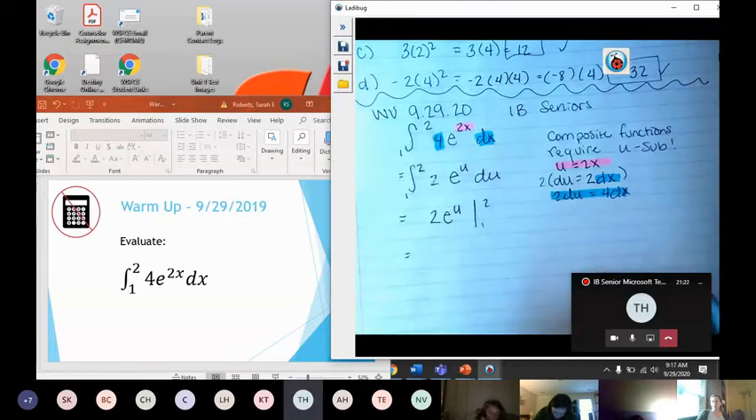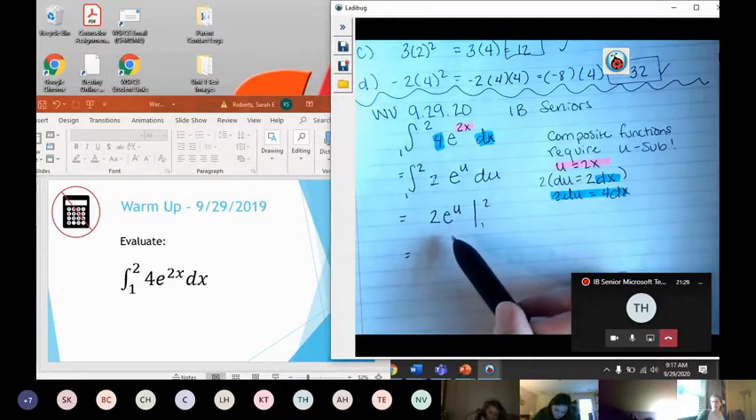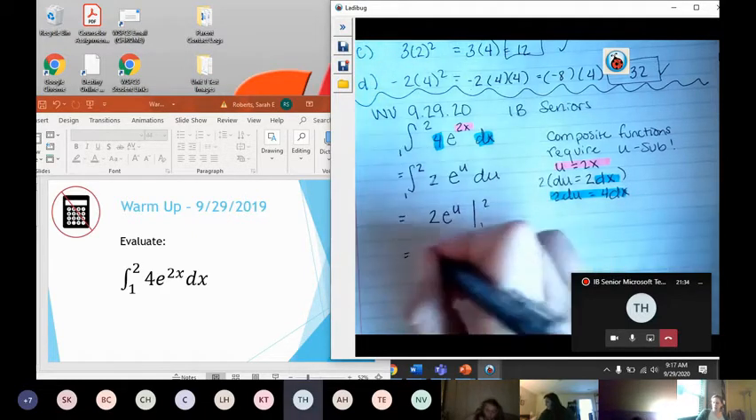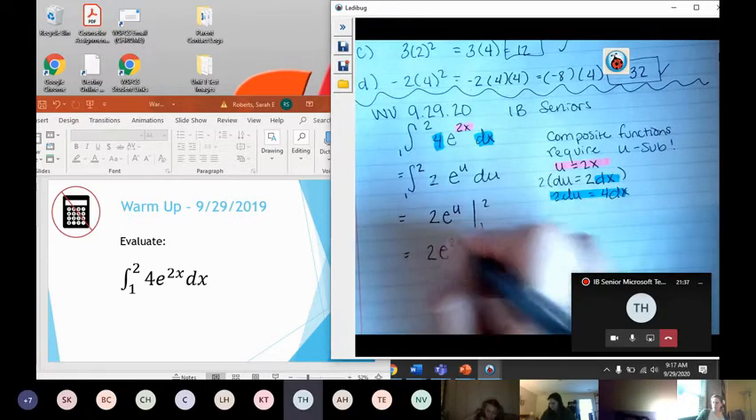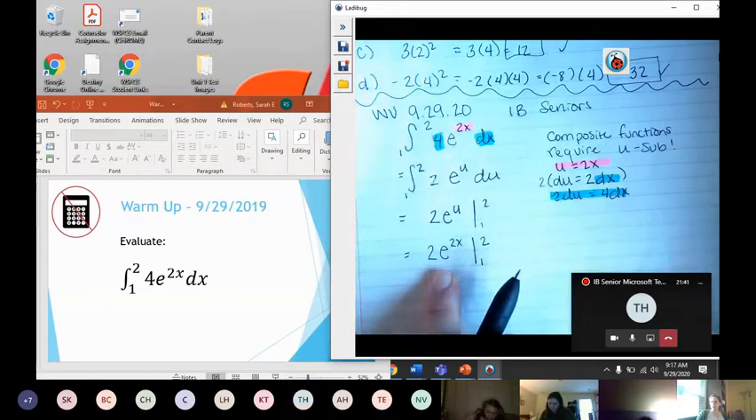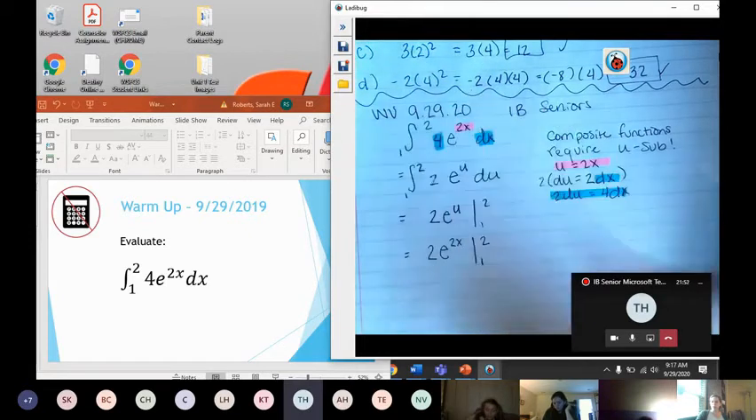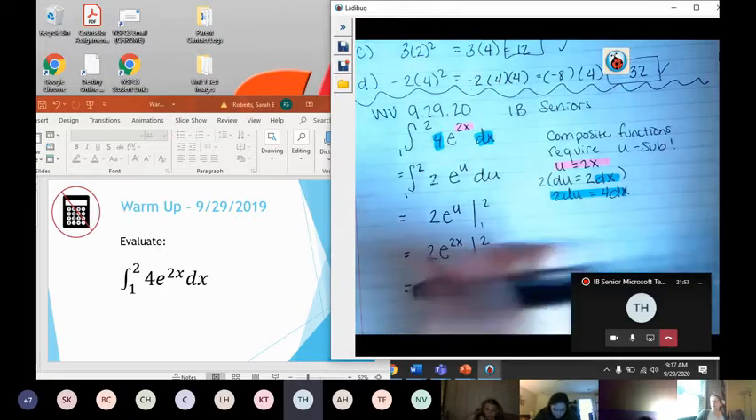Okay? So how do I rewrite this chunk right here without a u in it? I want my x's back. 2e to the 2x. Yeah, 2e to the 2x. And we're going to evaluate this from 1 to 2. We can check ourselves and look at this. The derivative of e to the 2x is going to be 2 times e to the 2x. And we already have a 2 coefficient here, so we would get 4e to the 2x, which is what we started with. Okay, so we see that we've integrated correctly, and we've switched back to our x's.